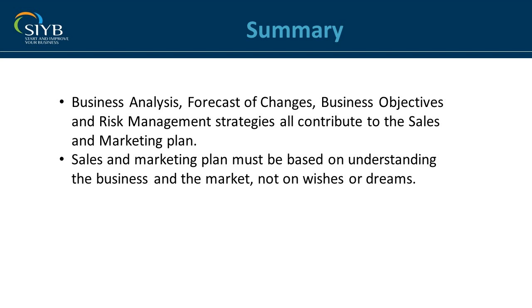So today what we have learned, we are going to summarize, right? We have already done the business analysis. We have used the business analysis to forecast changes. And then we have the business objectives taken into consideration and the risk management strategies. All are included in the sales and marketing plan, okay? And then the sales and marketing plan has to be based on the understanding of the business and the market, right? Not ambitions and dreams. So we have used data, as you have seen in the case study, to forecast our next year. And this will help us to better plan all our production, our staffing and what we need to improve.